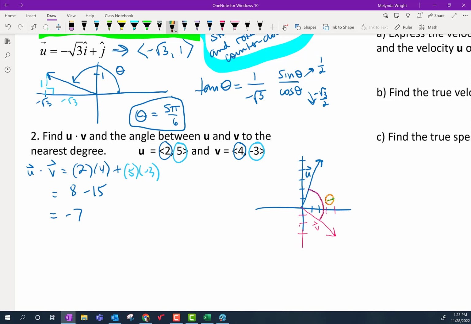It does look obtuse, doesn't it? It kind of looks obtuse. So I'm hoping when we finish this process, the angle is going to be obtuse, because that's what it looks like it is. So let's do our formula.